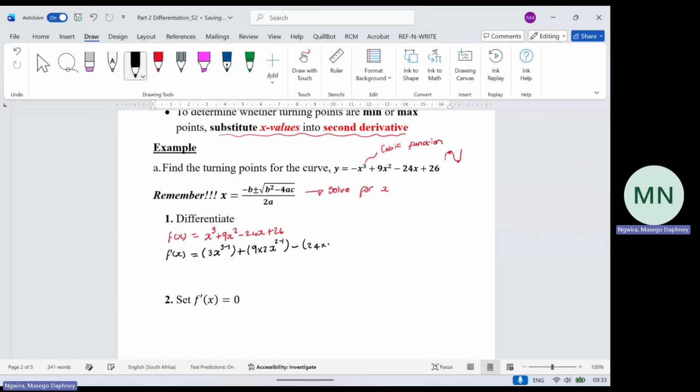Remember, this is times 1. There's always a 1 here. And then this is x to the power of 1 minus 1, then plus. Remember, the derivative of a constant is 0. Derivative of 26 is 0.